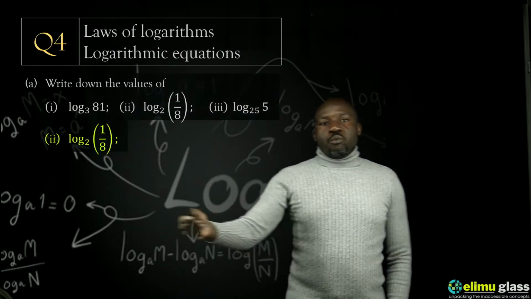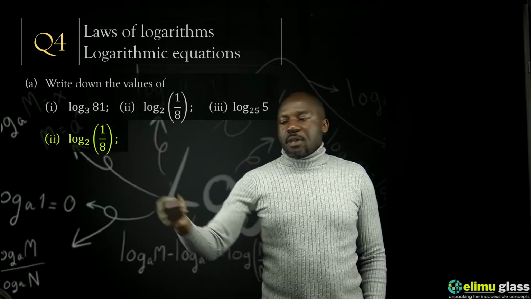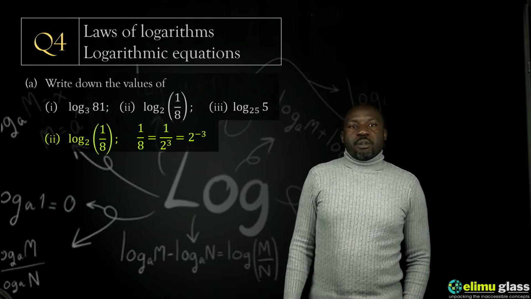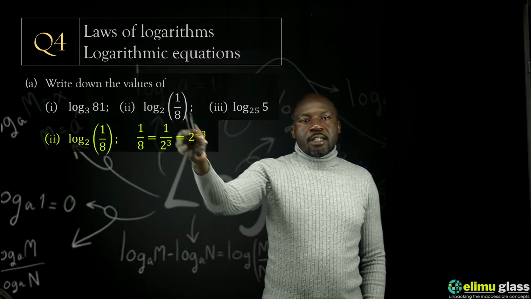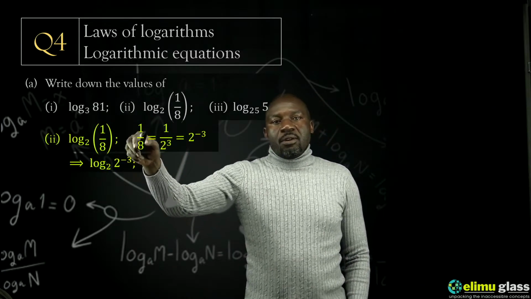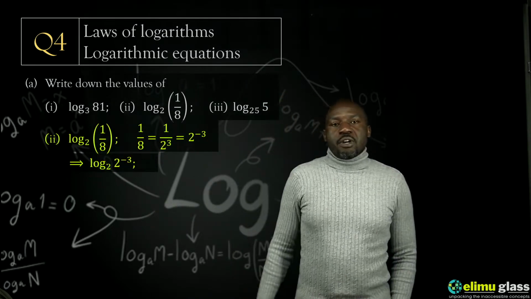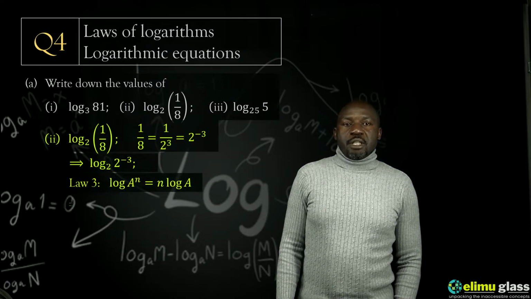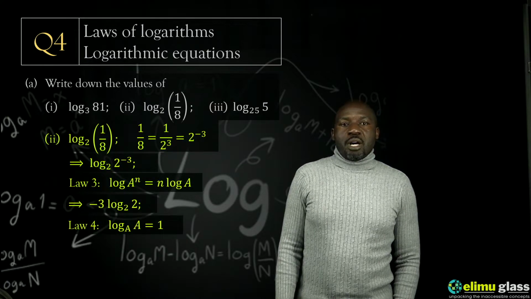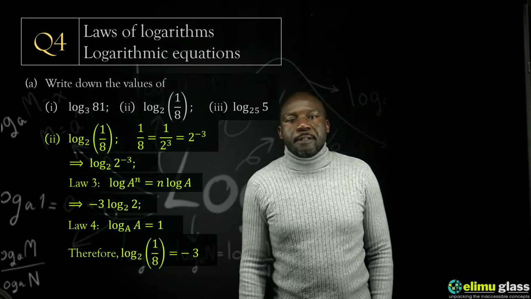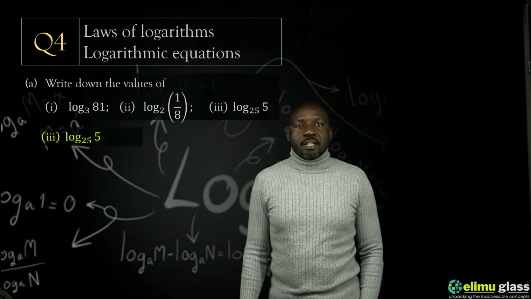Part 2, we also want to express this as 2 power something, and if you can see it directly, 1 over 8 is 1 over 2 power 3, which is 2 power minus 3. And so when we substitute that in here, we have log to base 2 of 2 power -3. Again, based on law number 3, the minus 3 moves to the front, and we have minus 3 log to base 2 of 2. Similarly, using the same laws, our answer is that log to base 2 of 1 over 8 is negative 3. Part 3 and the last one.